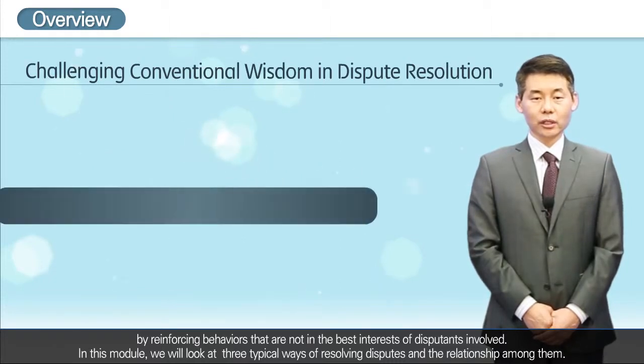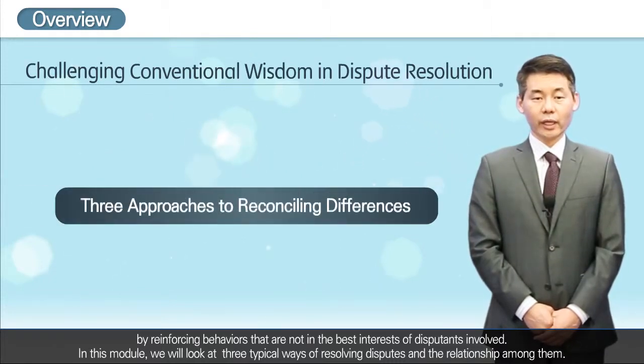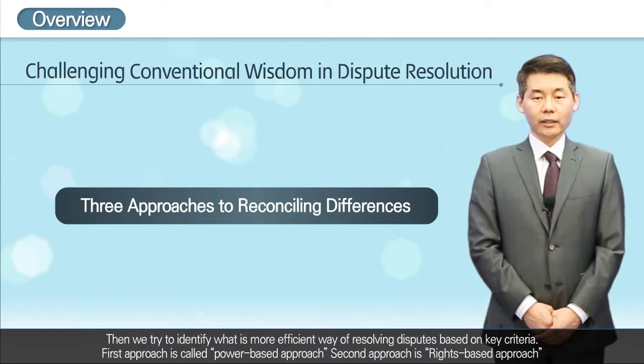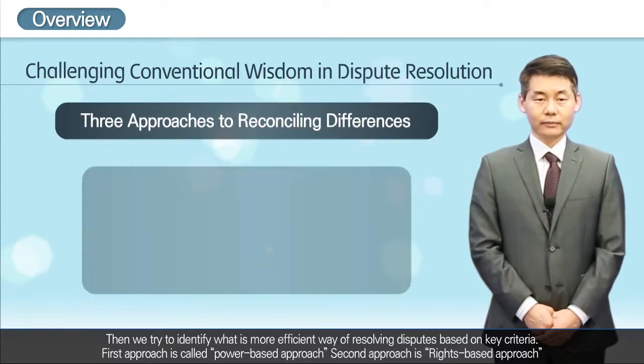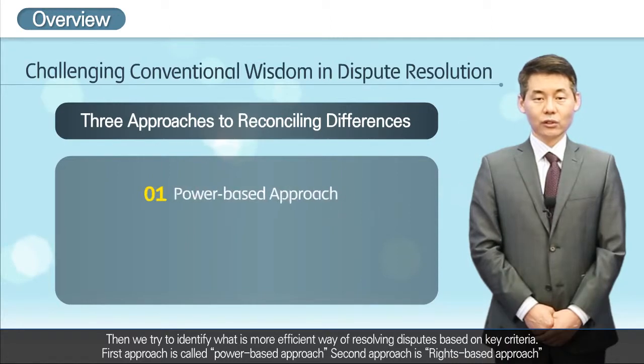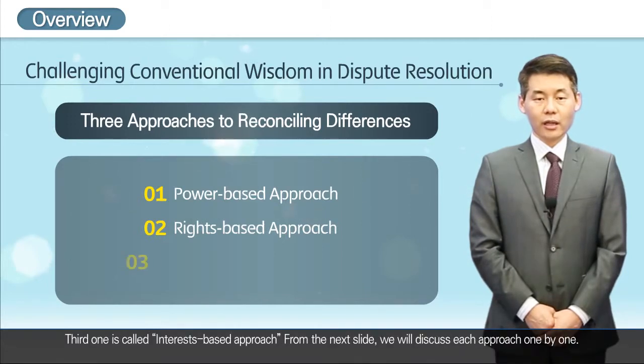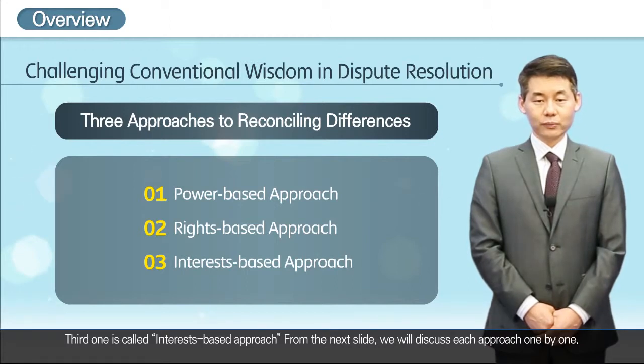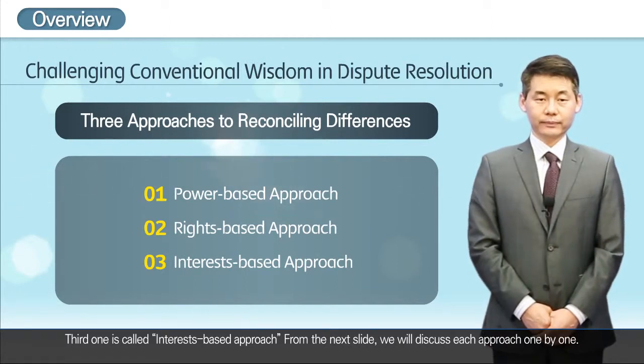In this module, we will look at 3 typical ways of resolving disputes and the relationship among them. Then we try to identify a more efficient way of resolving disputes based on key criteria. The first approach is called the power-based approach. The second approach is the rights-based approach. The third one is called the interest-based approach. From the next slide, we will discuss each approach one by one.